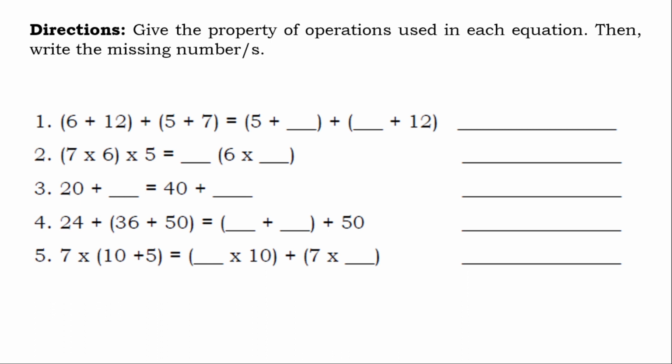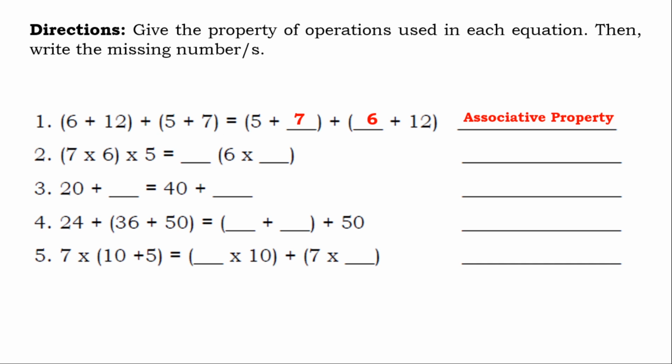Time's up. So let us answer now this activity. Number 1, 6 plus 12 plus 5 plus 7 equals 5 plus blank plus 12. So what is the missing number? The missing numbers are 7 and 6. So the property of operations used is the associative property.